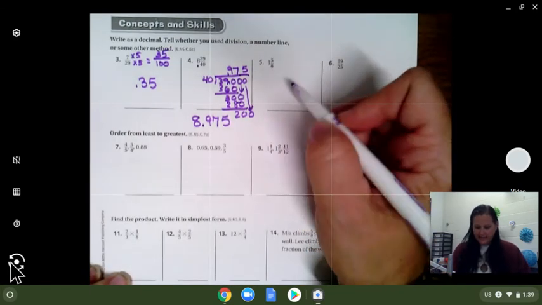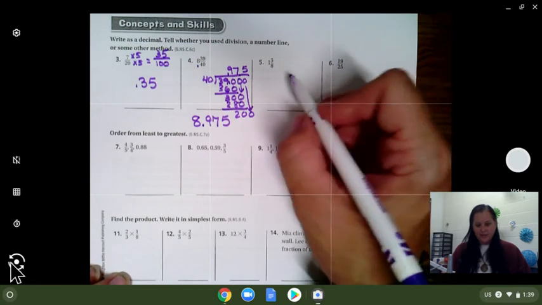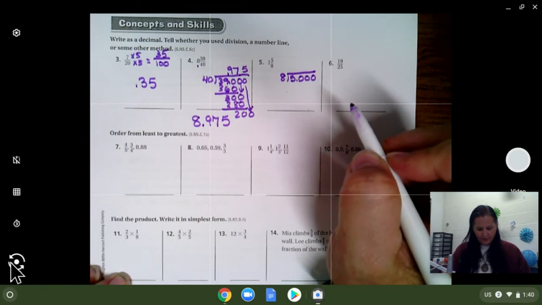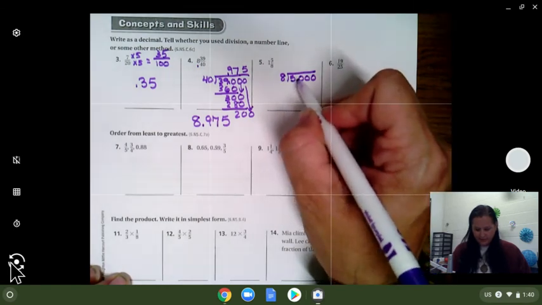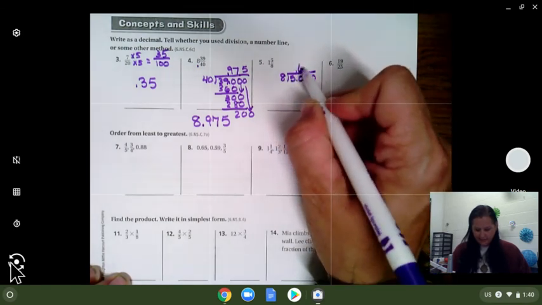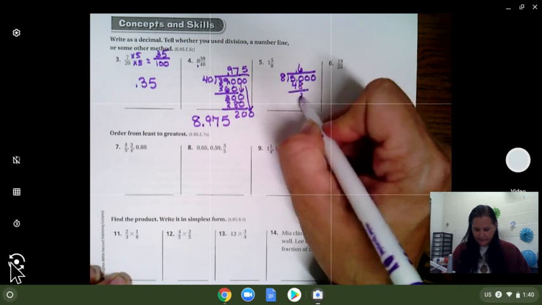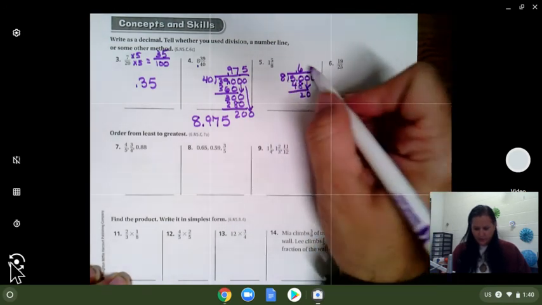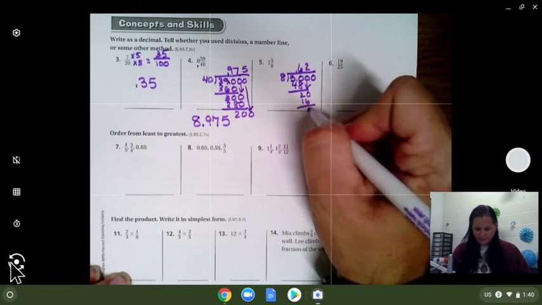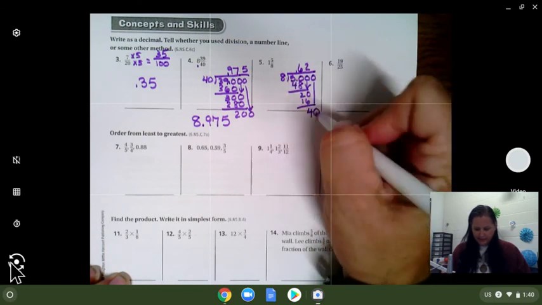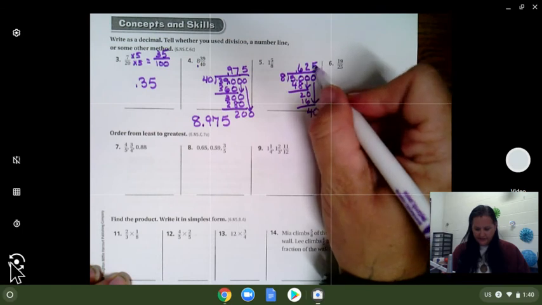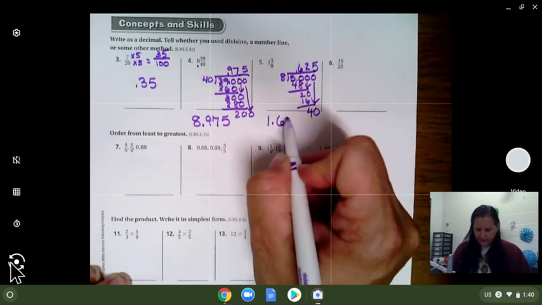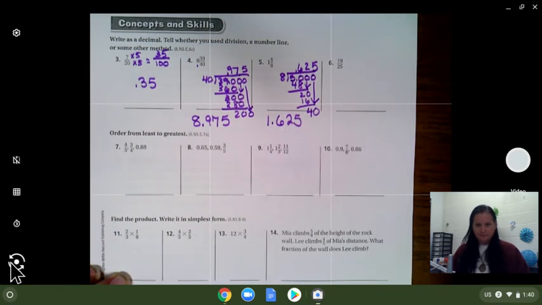All right, 8 is not easy to make into 10 or 100, so we stick the bottom out, divide, put some zeros in there. This one, 8 will go in there 6 times. 6 times 8 is 48. 8 goes into 20, bring that down, 2 times. Bring down the next zero, 8 goes into 40 5 times. So this one has a whole number of 1 in front, should be 1 and 625 thousandths.